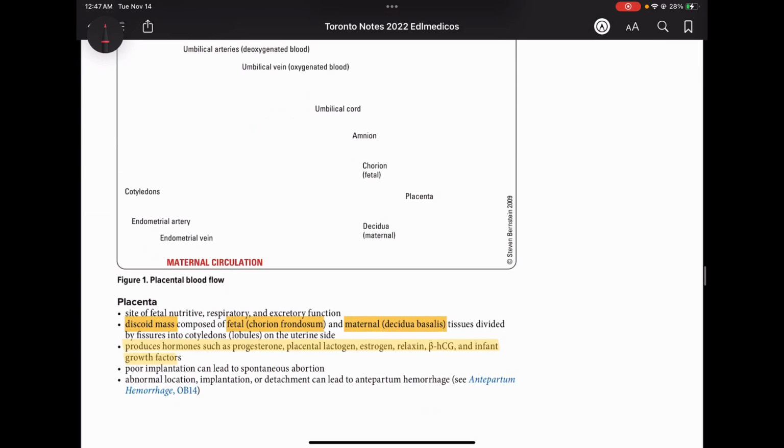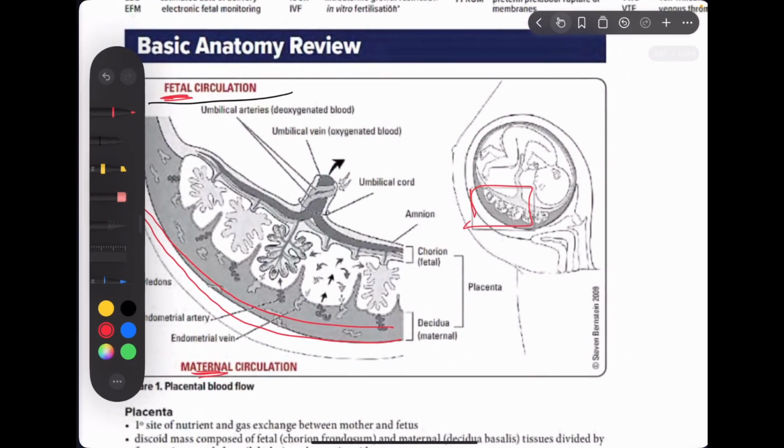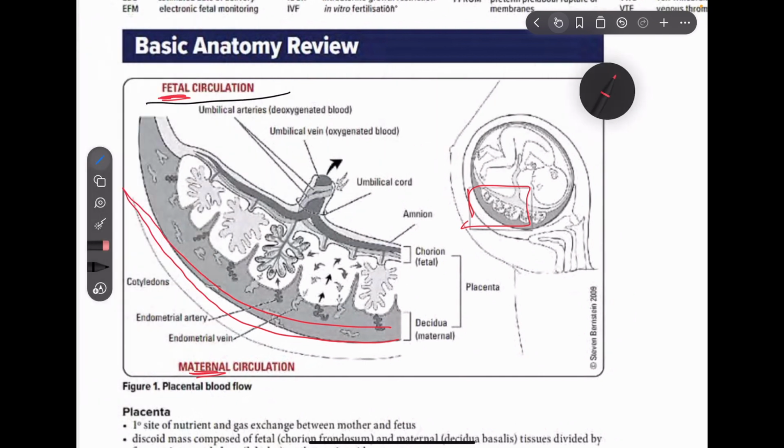Starting with the basic anatomy review, in this diagram, we basically can see a baby and the placenta attached to it. Placenta has two sides. One is fetal circulation and the other one is maternal circulation. Fetal circulation has arteries which have deoxygenated blood, these two, and then a vein which has oxygenated blood, and this whole thing makes the umbilical cord.